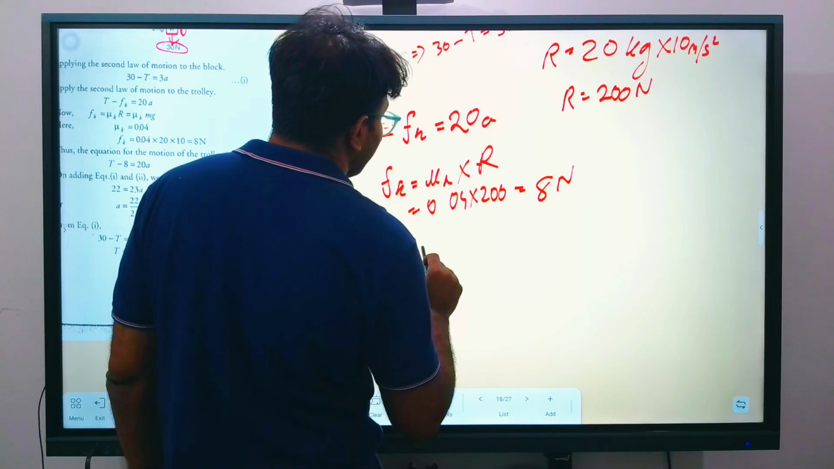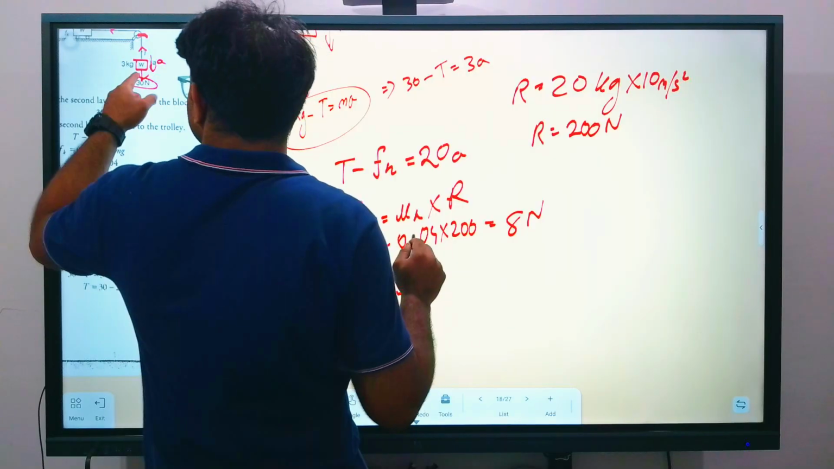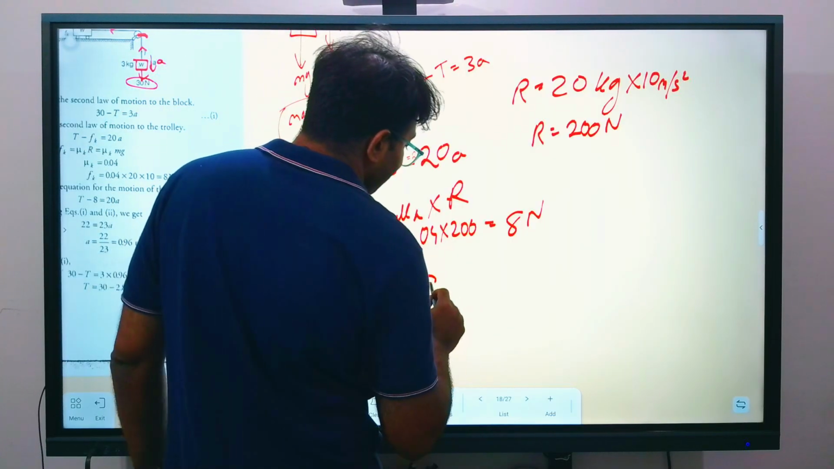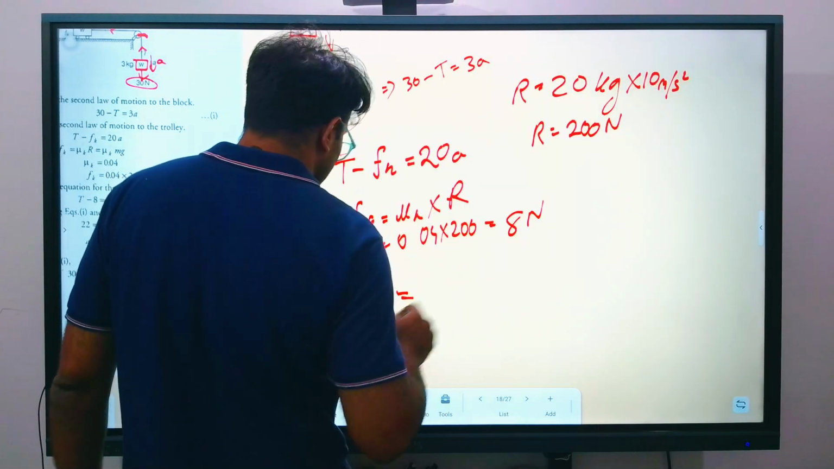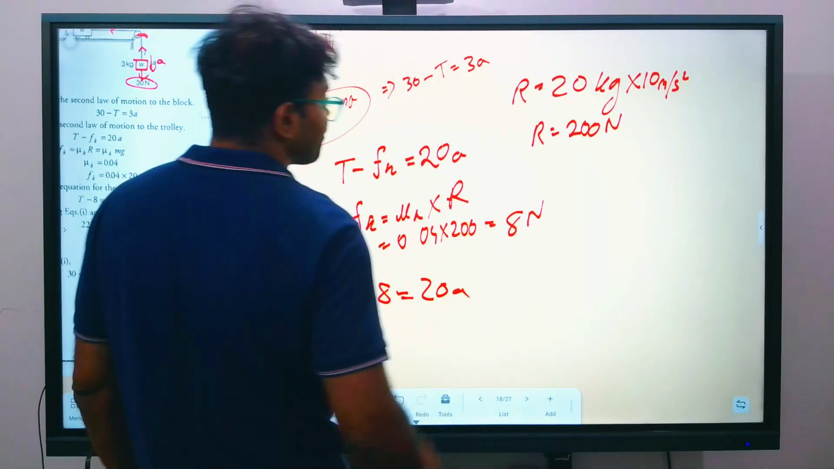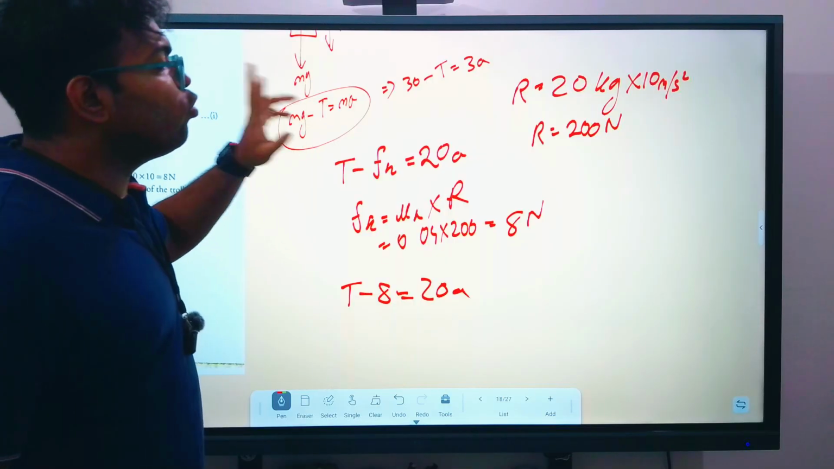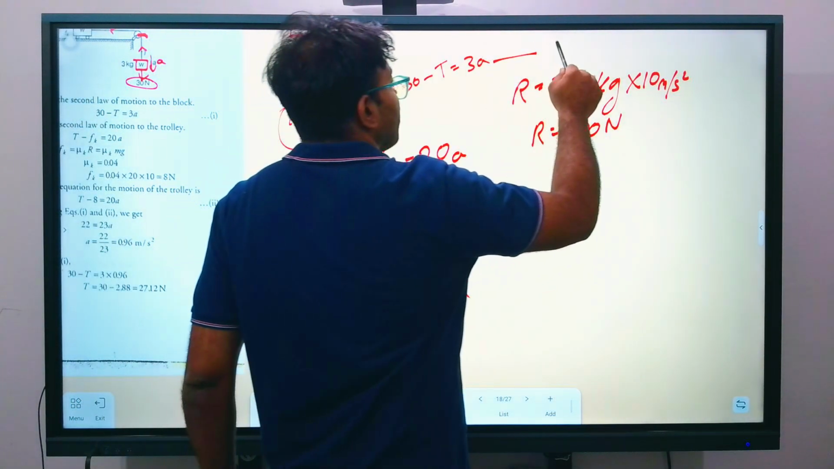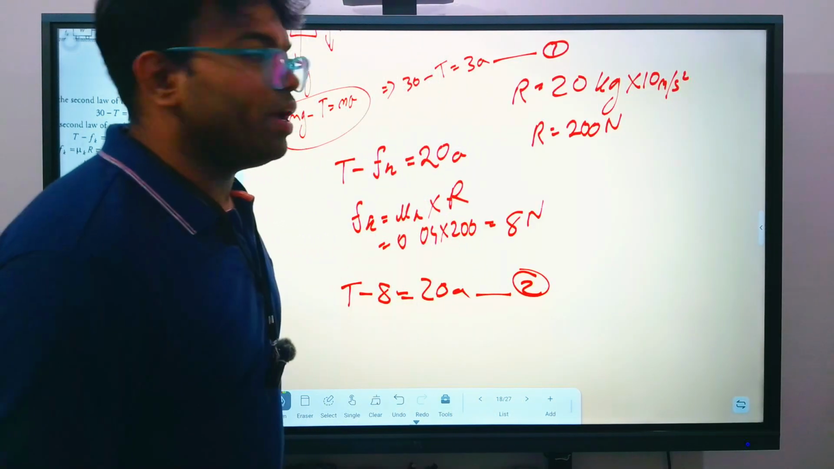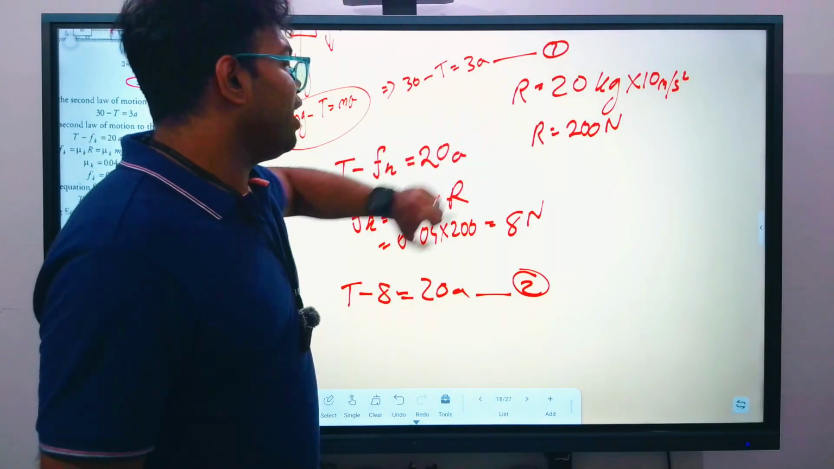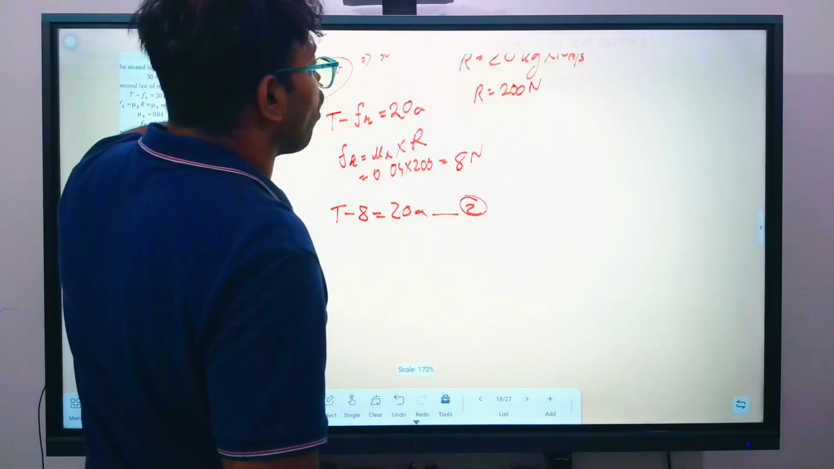So can I write this as T minus 8 is equal to 20a. So I have two equations. This is equation number 1 and this is equation number 2. Both the equations have two variables, T and a. Now I have to solve these two equations.